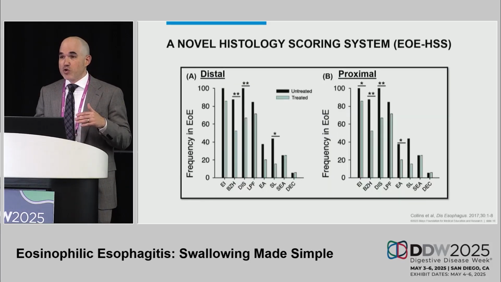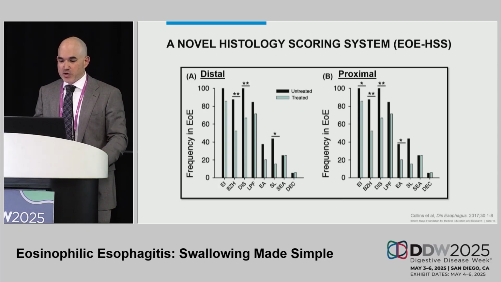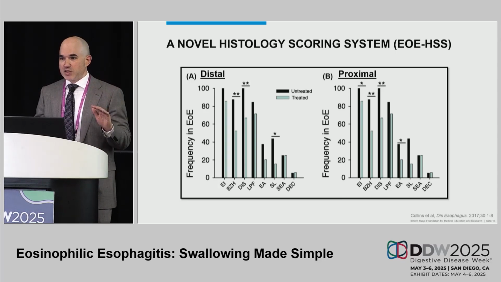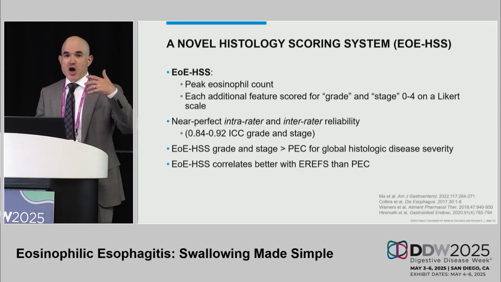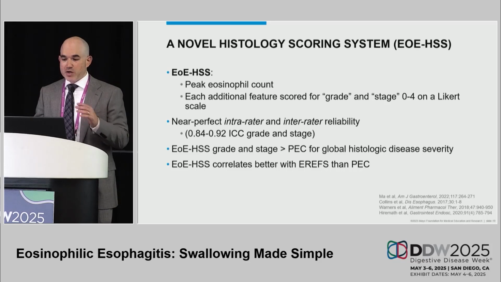Well, in 2017, a group of pathologists looked at this, and they took all of these various histologic parameters, and they put them into a composite score and compared that to the peak eosinophil count to see if it added some value. And it turns out that it does. So they developed this thing called the EOE histologic scoring system, EOE HSS for short. And it takes the peak eosinophil count, and then it adds these additional features that are scored according to grade and stage on a Likert scale from 0 to 4. And that yields this composite score. So what do we know about the EOE HSS?